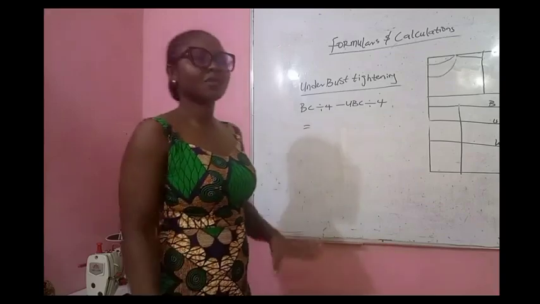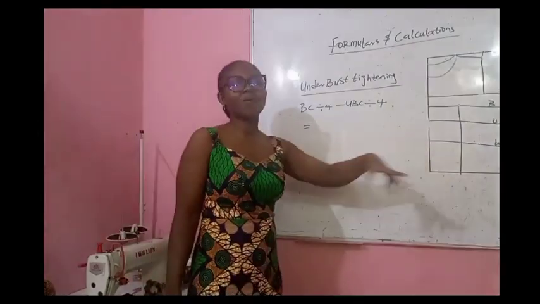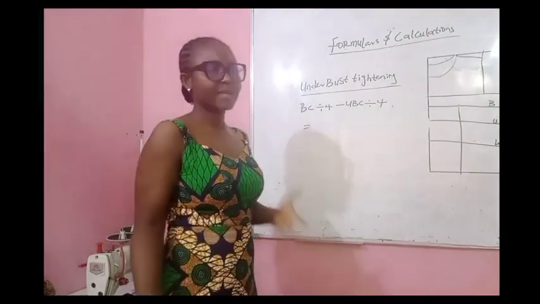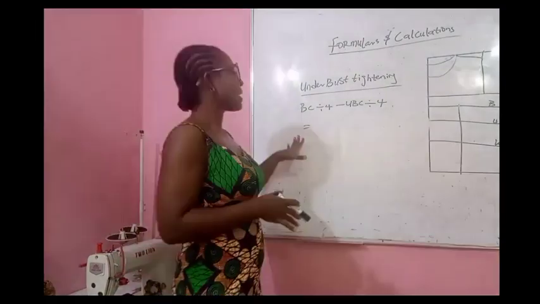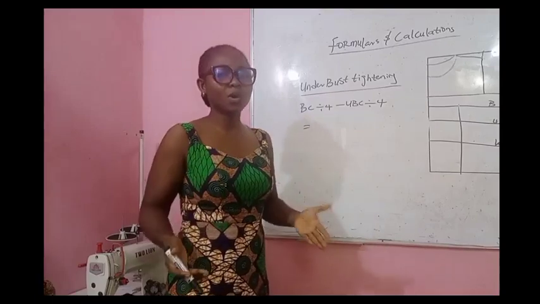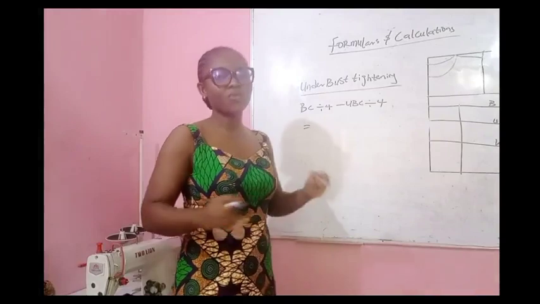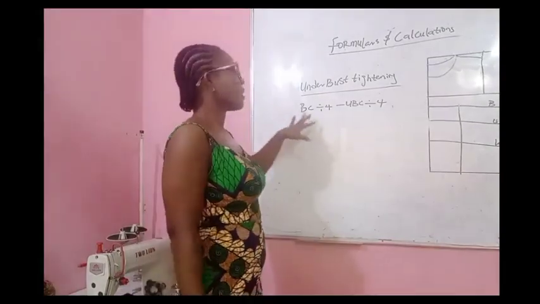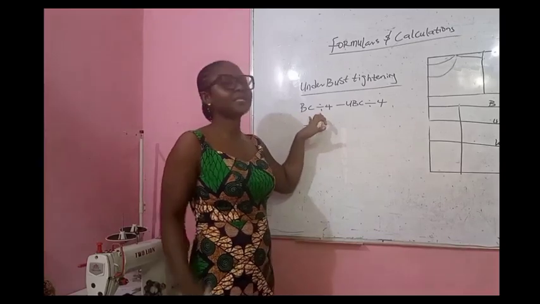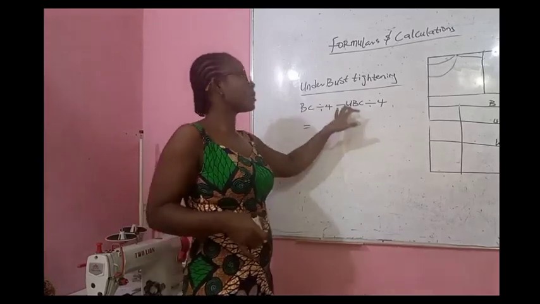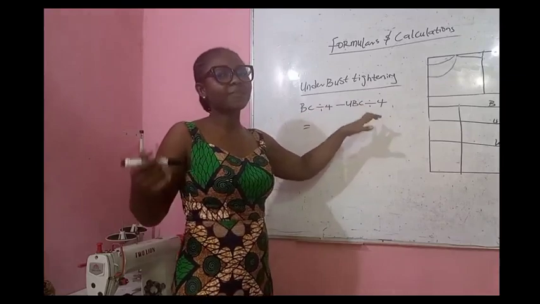Now the next on our list is how to tighten our underbust. How are we going to tighten our underbust? To tighten it, this is just one formula that works. Okay, there are so many other methods that we can use, but this is one that can work for anybody. So the formula we have here is bust circumference divided by 4 minus underbust circumference divided by 4.